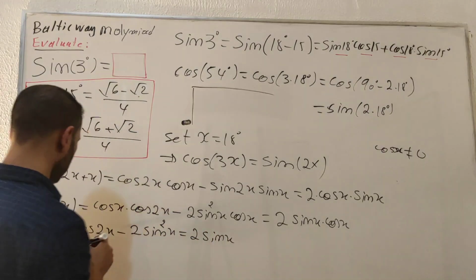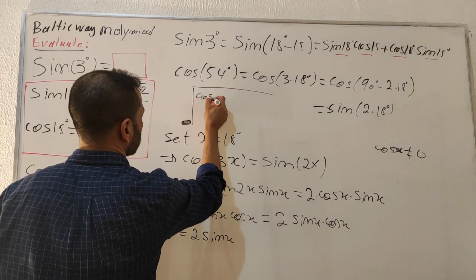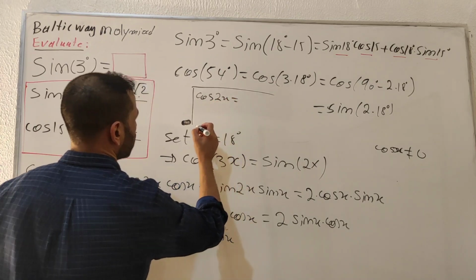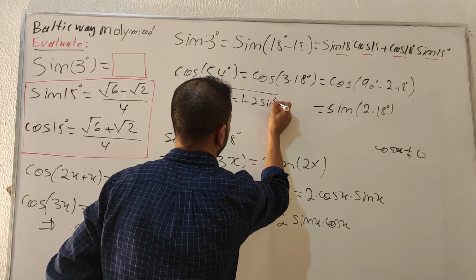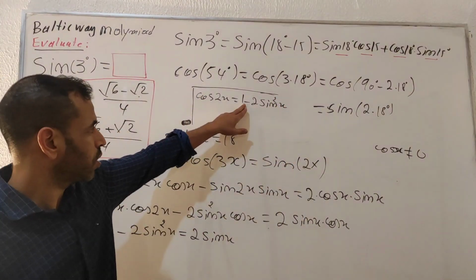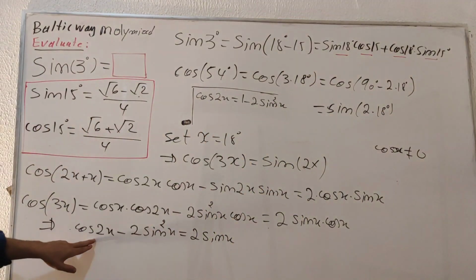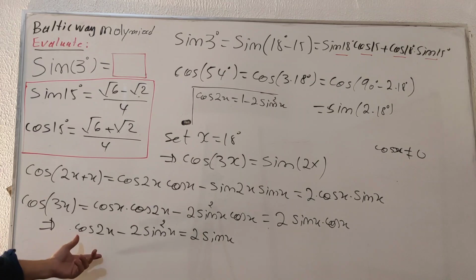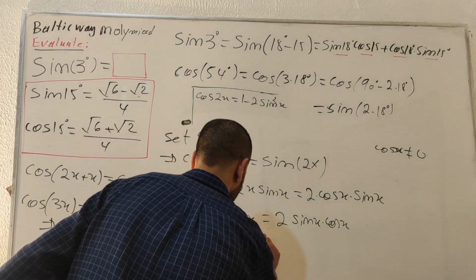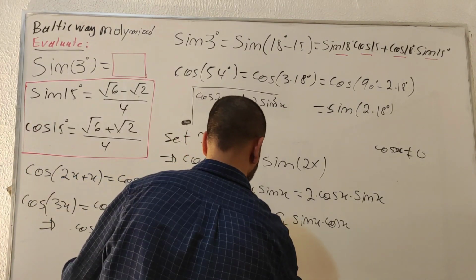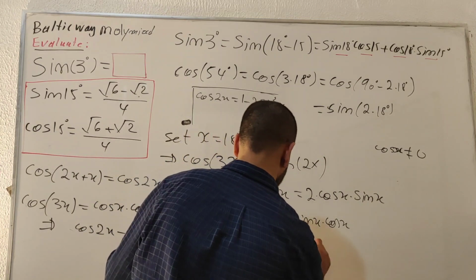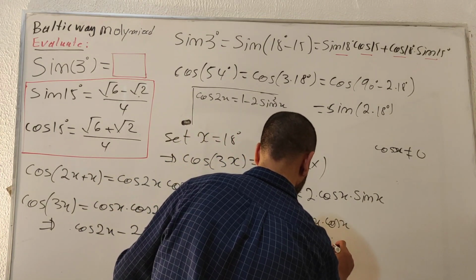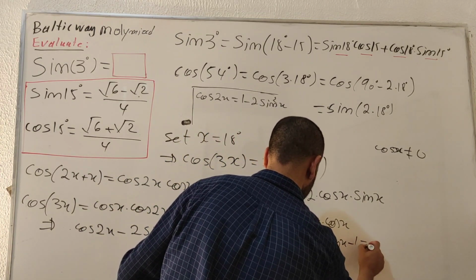Okay, we know cosine 2x is the same as 1 minus 2 times sine square x. Okay, so taking this expression and replacing it into cosine 2x and taking all the terms to the right, I will be ended with this expression, which is 4 times sine square x plus 2 sine x minus 1 equals 0.